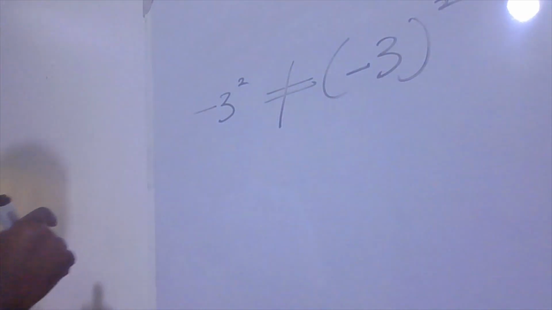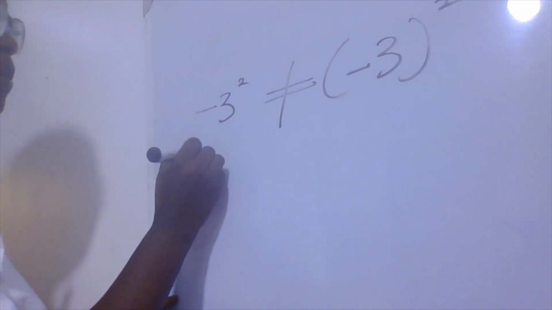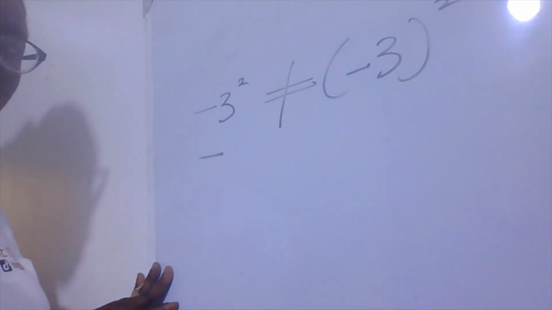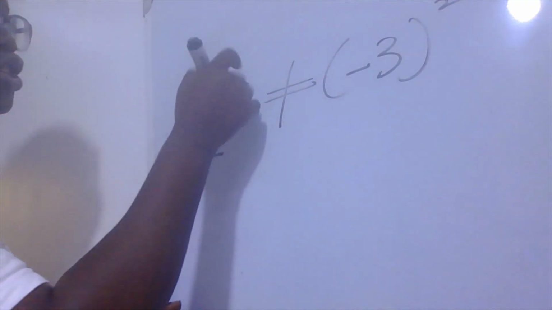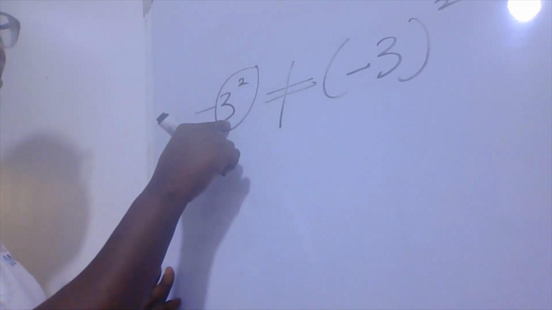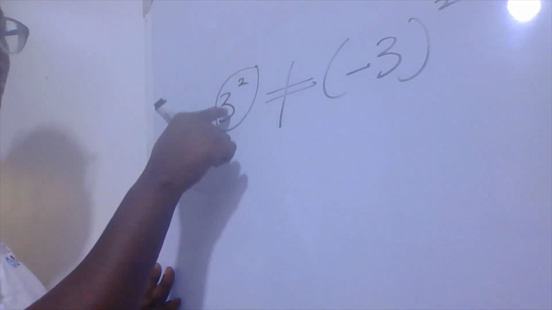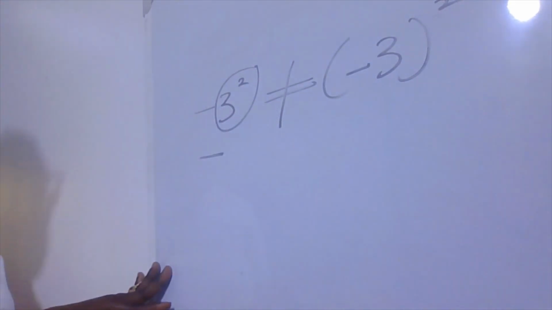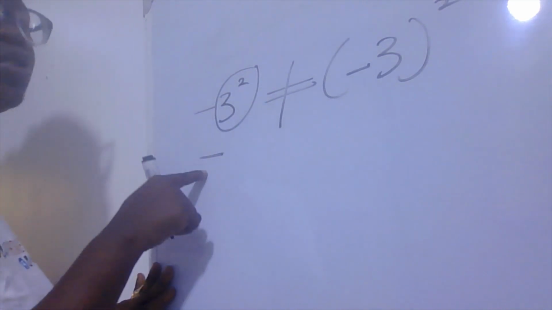Minus 3 square means what? This is 3 to the power of 2, which means 3 in 2 places. This raised to power 2 is only meant for this 3. It is not meant for this minus. So this minus still remains.